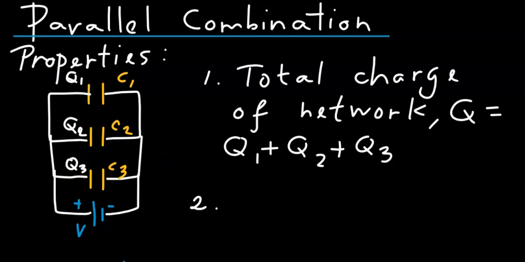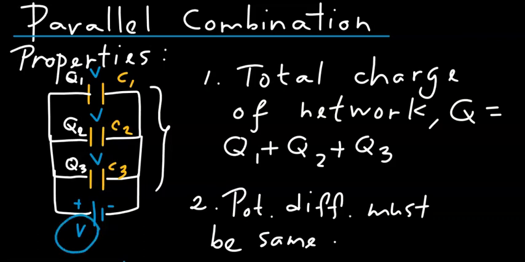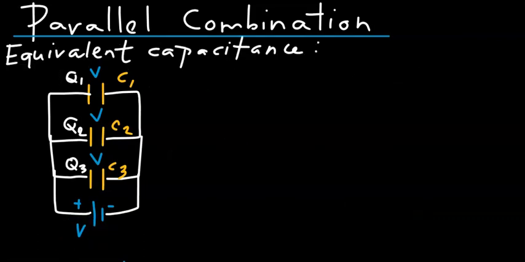Property 2. The potential difference across capacitors connected in parallel in such a manner must be the same. So that means the potential difference across capacitor C1 must be V, the potential difference across capacitor C2 is V, and the potential difference across capacitor C3 is also V, which is the same as the voltage provided by the battery. Now we are ready to calculate the equivalent capacitance of this circuit.